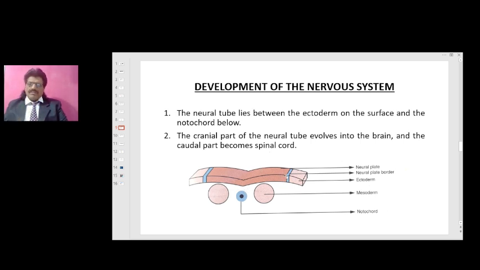Another important concept here is that since it evolves from the ectoderm, generally when there are developmental anomalies of the brain or spinal cord, we see it on the skin also, because skin and brain both evolve from the ectoderm. Therefore, we have the neurocutaneous markers.